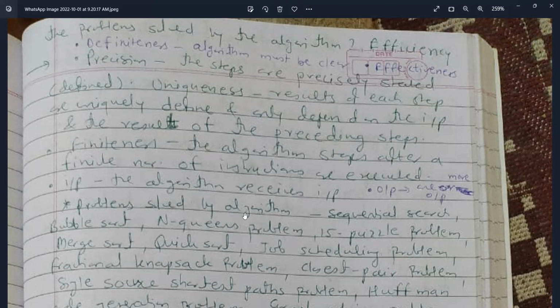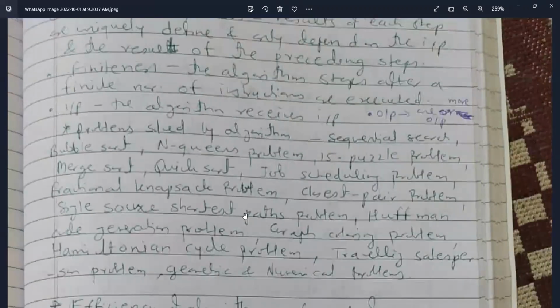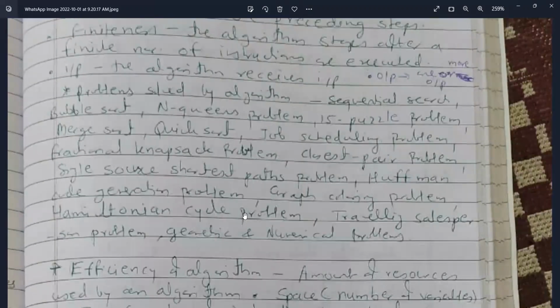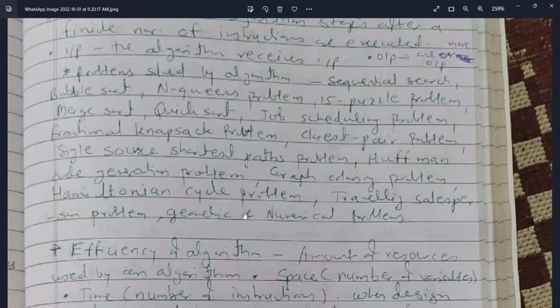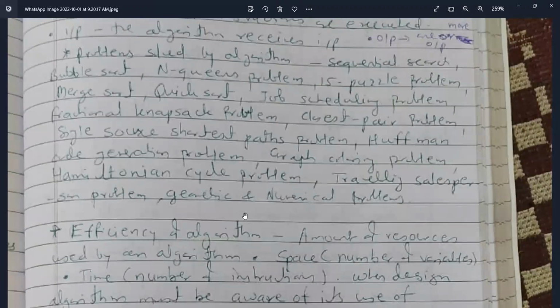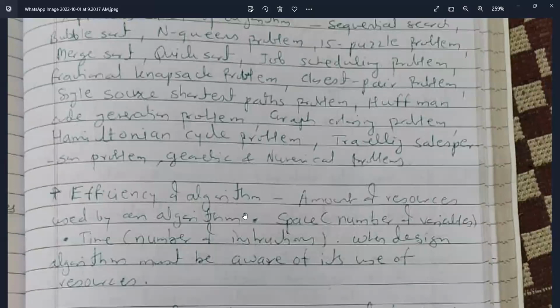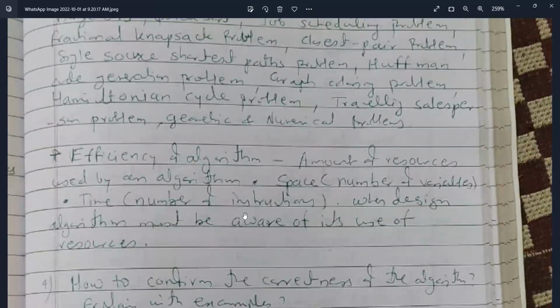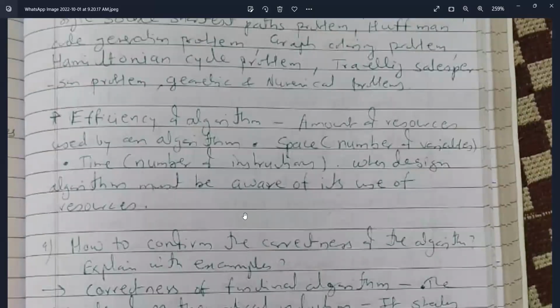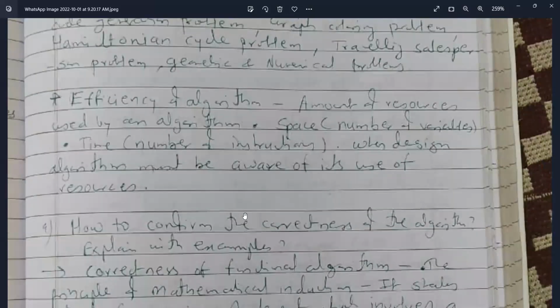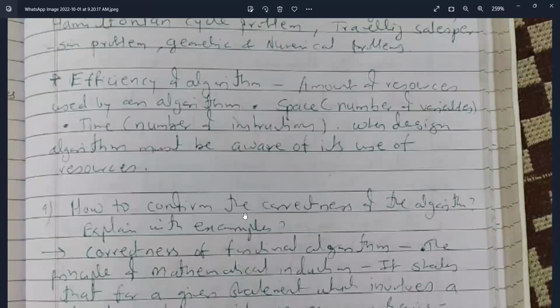Problems solved by algorithm: sequential search, bubble sort, 10 pins problem, 15 puzzle problem, merge sort, quick sort, job scheduling problem, fractional knapsack problem, closest pair problem, single source shortest path problem, Huffman code generation problem, graph coloring problem, Hamilton cycle problem, traveling salesperson problem, geometric and numerical problems.